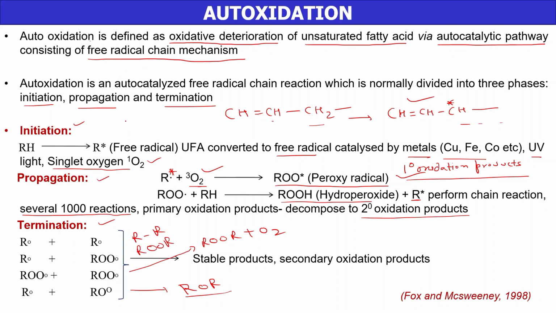Okay, so autooxidation: the basic concept is that it is oxidative deterioration of unsaturated fatty acids via an autocatalytic pathway consisting of a free radical chain mechanism, and it is divided into 3 steps. First is initiation, second is propagation, and third is termination. In termination, there is formation of stable products. Stable end product formation will be there, and then secondary oxidation products take place. And again, there are primary oxidation products and secondary oxidation products.